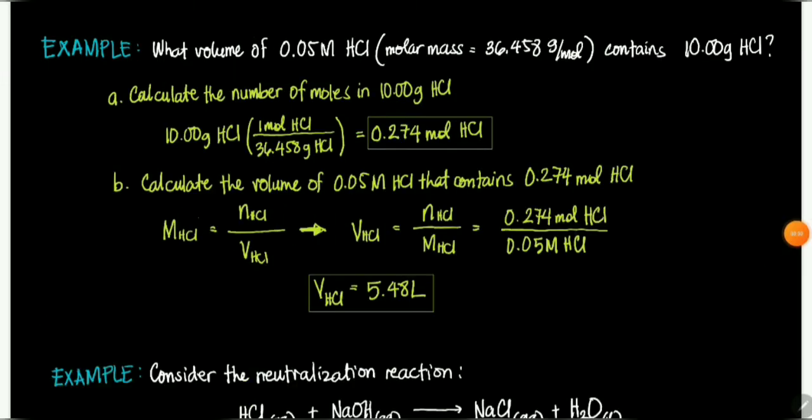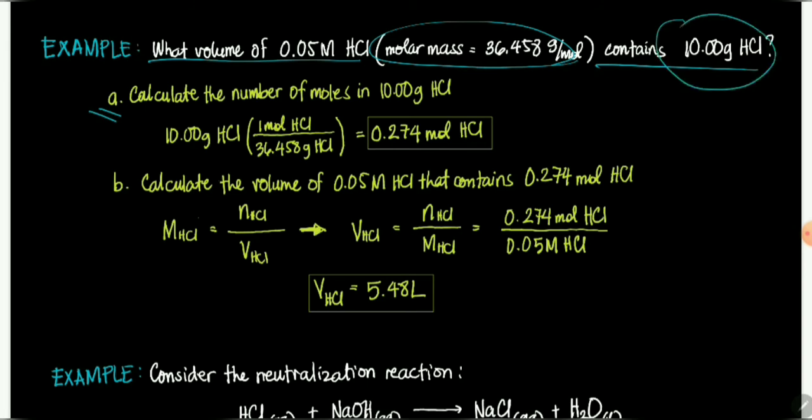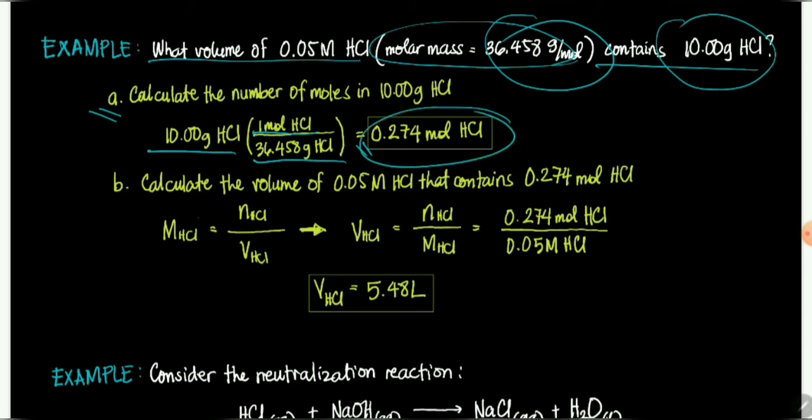Okay? So, for the next example, what volume of 0.05 molar HCl solution, this is the molar mass, contains 10 grams of HCl solute? So for the first step, convert muna natin si 10 grams sa number of moles. So 10 grams of HCl times 1 mole over its molar mass, 36.458, given here, makukuha natin ay 0.274 moles of HCl. So meron na tayong number of moles of HCl, gaano karaming volume yung required para makuha natin yung ganitong amount. Okay? So calculate the volume of 0.05 molar HCl that contains this much HCl.